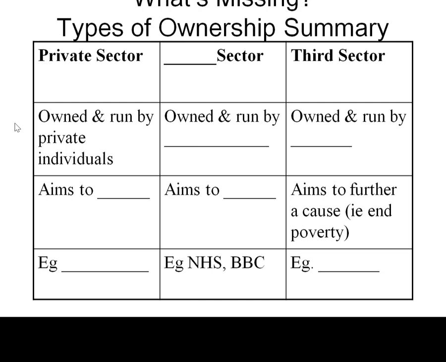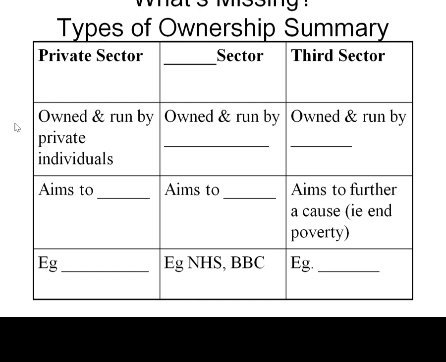So here's a couple of things for you. You can have a go. What's missing? Types of ownership summary. So over the last couple of lessons we've had the private sector, blank, and then the third sector. And we can see the who owns it, the aims of it, and then some examples. So I'll count down from 10 and we'll have a wee look at the answers.